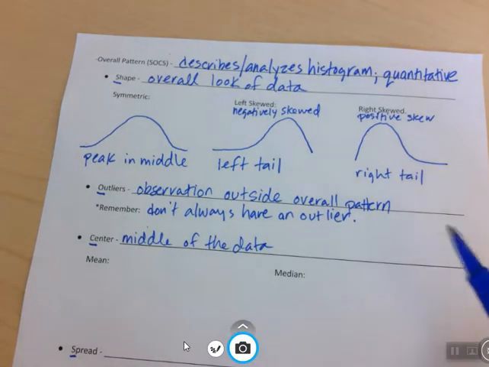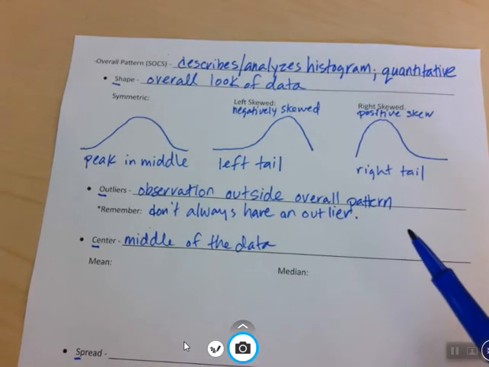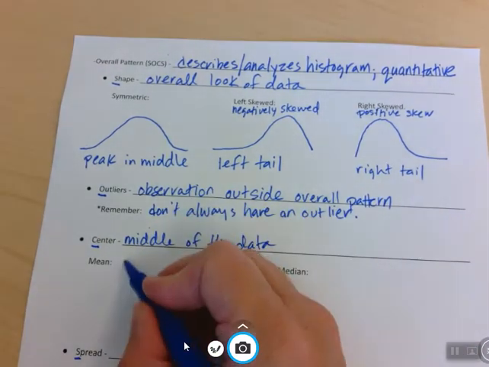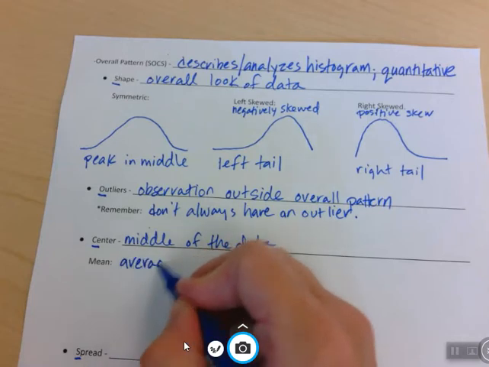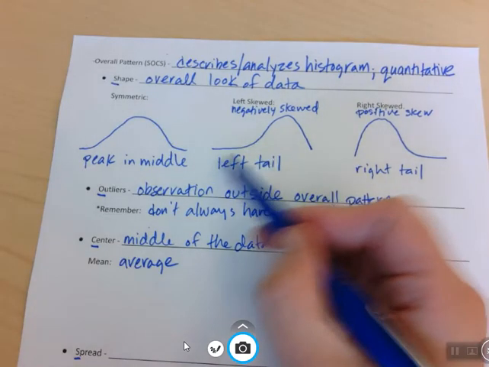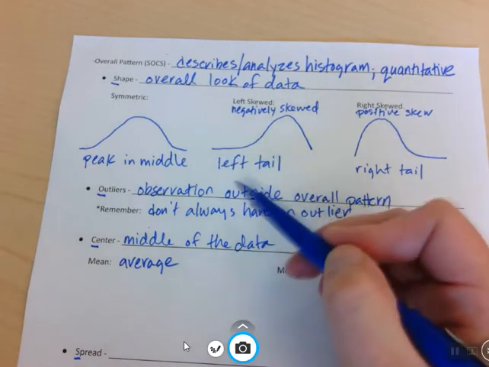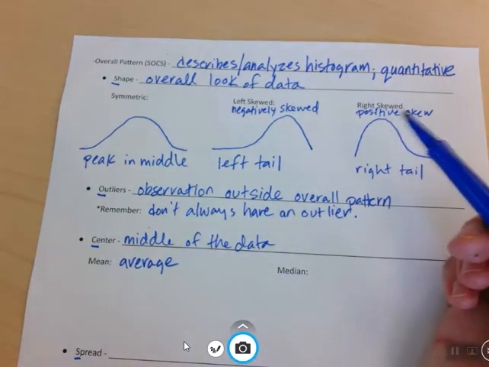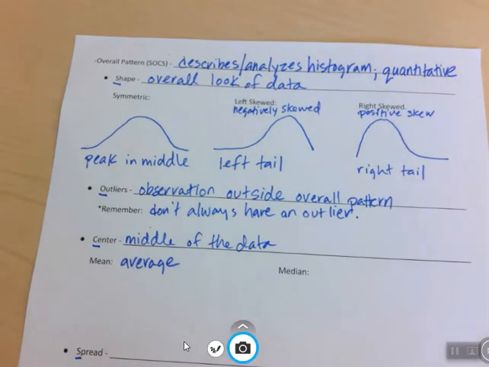You could describe the middle of the data with the mean or with the median. So the mean, you know, is the average. And the average is more affected by outliers. So when you see a tail over here, the tail is often caused by some outliers, and that's going to change the mean more than it's going to change the median. So the mean is more affected by outliers.